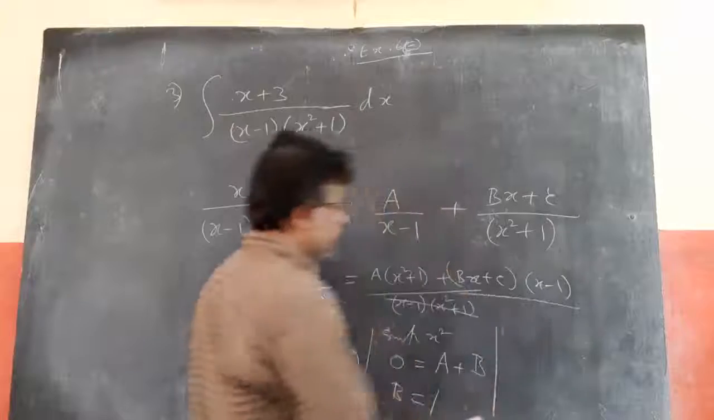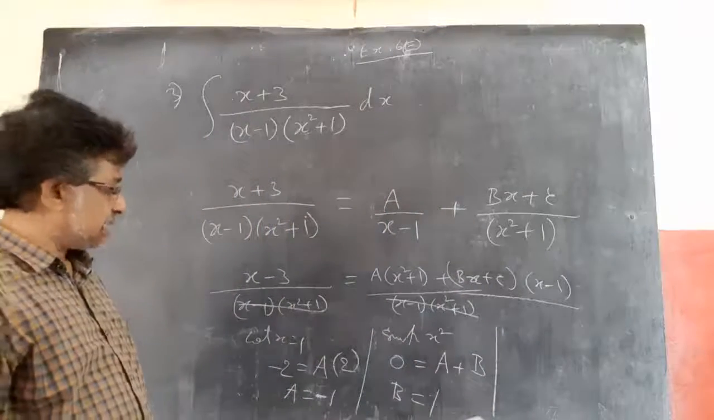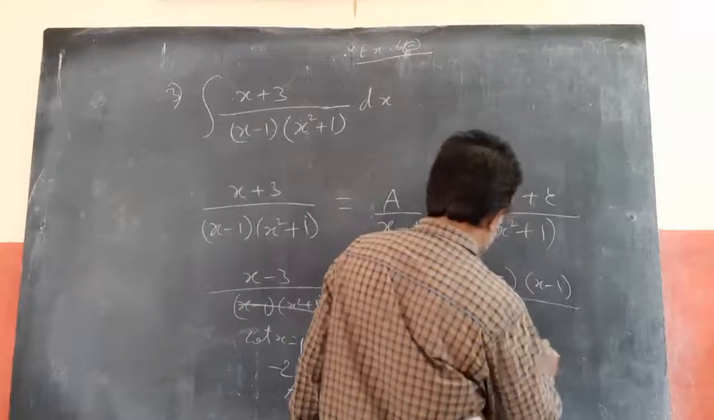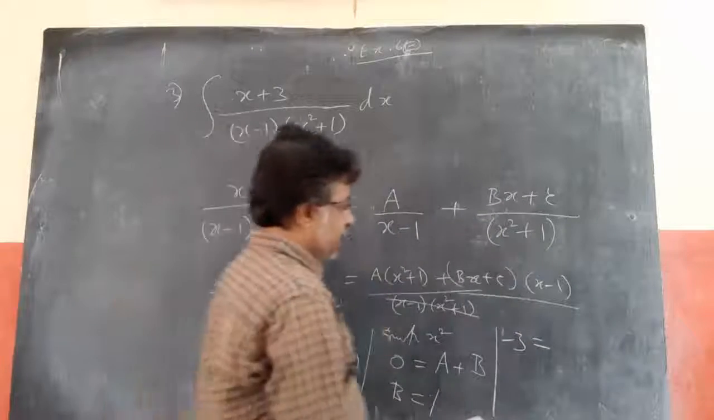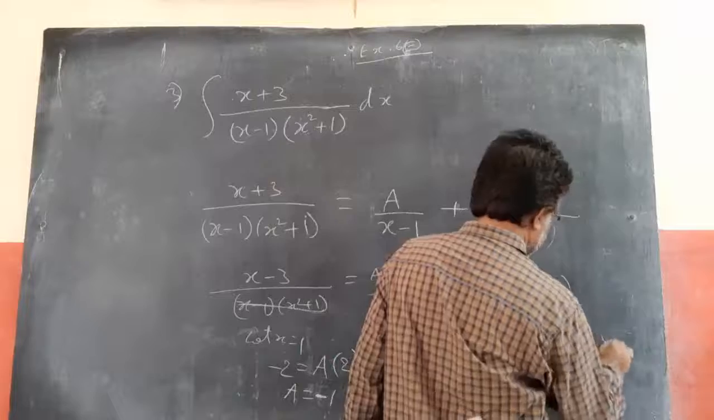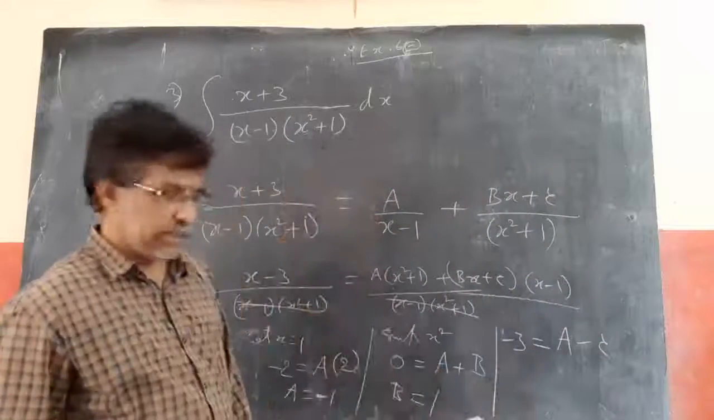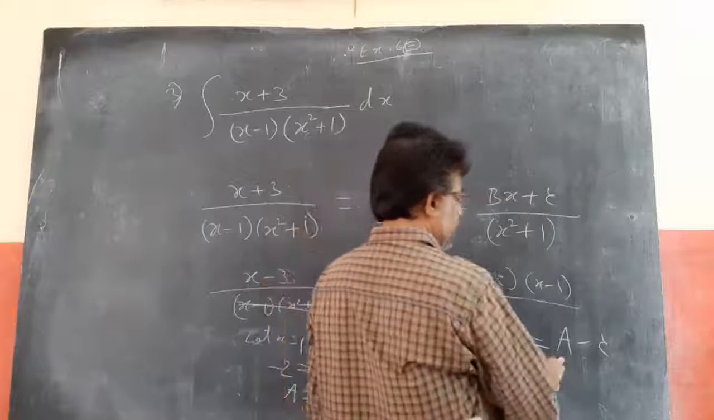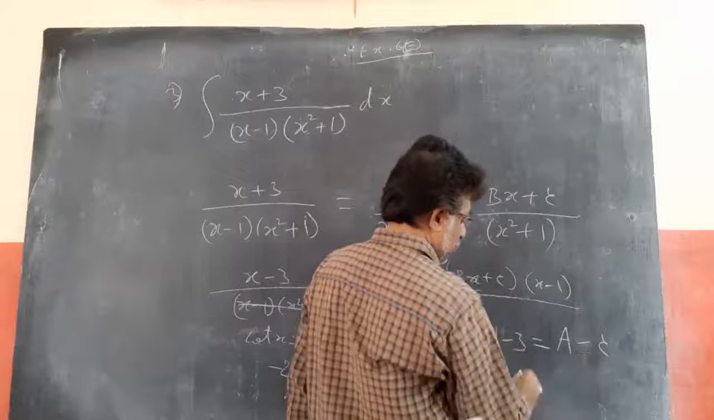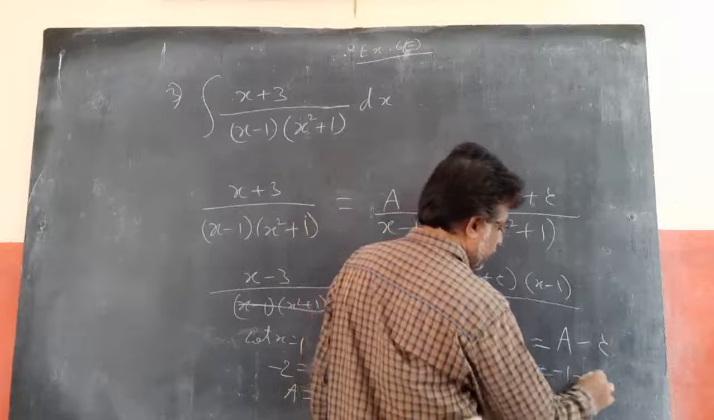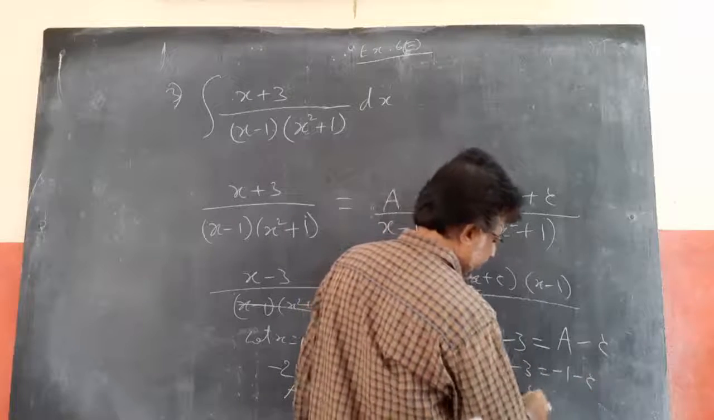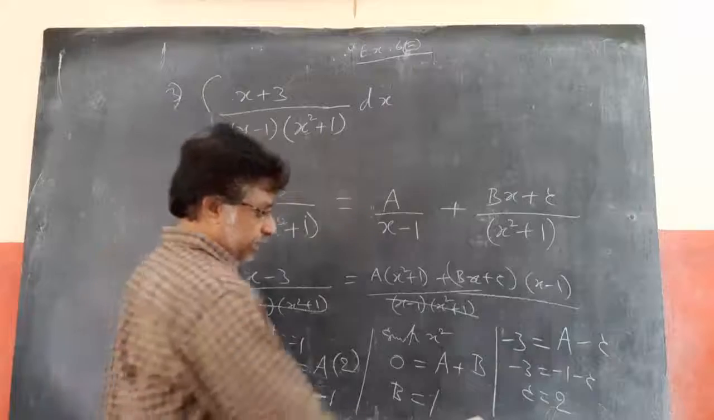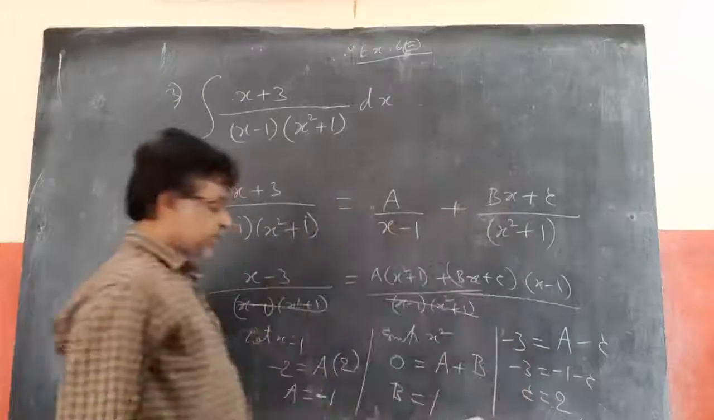Now, how to find the C value? Comparing the constant, here the constant is minus 3. Minus 3 equals this side constant, A minus C. I know the A value, so if I substitute -1 here, minus 3 equals -1 minus C. Taking C to this side and minus 3 to that side, 3 minus 1 is 2. So C equals 2.